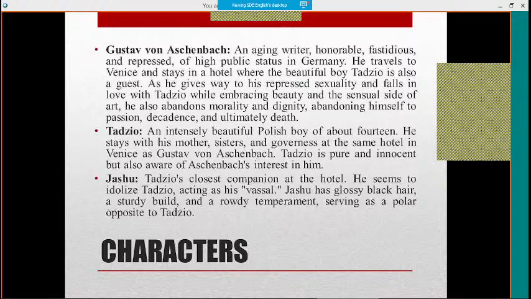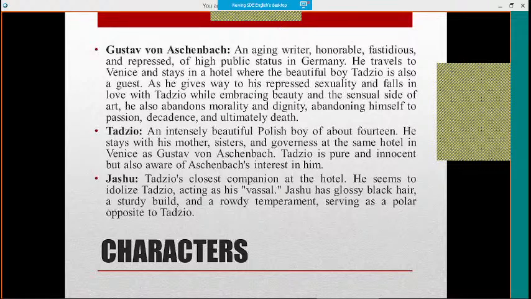And then we have another character, Jaschu. Jaschu is the closest companion of Tadzio at the hotel, and he seems to idolize Tadzio. They have a very close bond, a close relationship. He's acting as his vassal, just like a very close companion.